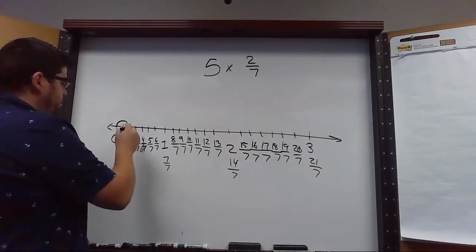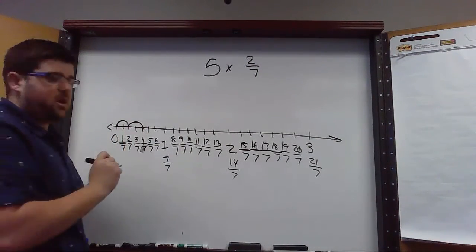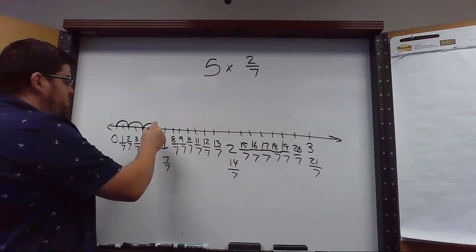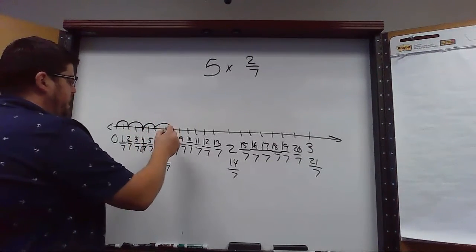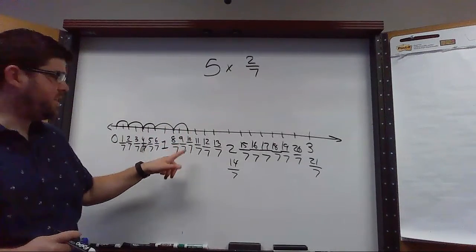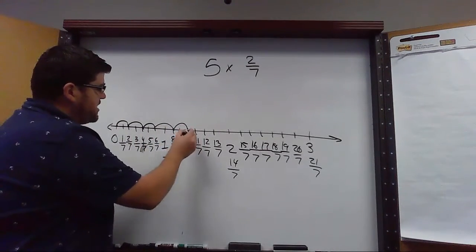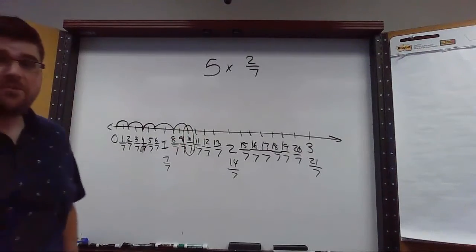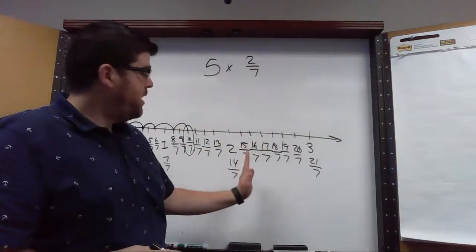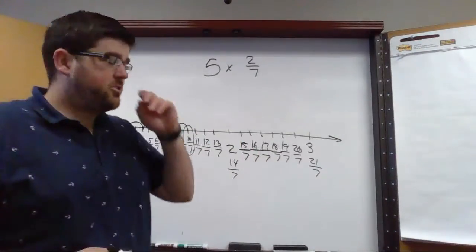2/7, there's 1 hop. 2/7, there's another hop. 2/7, there's another hop. 2/7, there's another hop. And then 2/7, there is another hop. So when I hopped 1, 2, 3, 4, 5 times, I ended up at this number right here, which is 10/7. If you're making a number line at home, make sure that these hash marks, these lines on your number line, match up very closely with the fraction underneath.